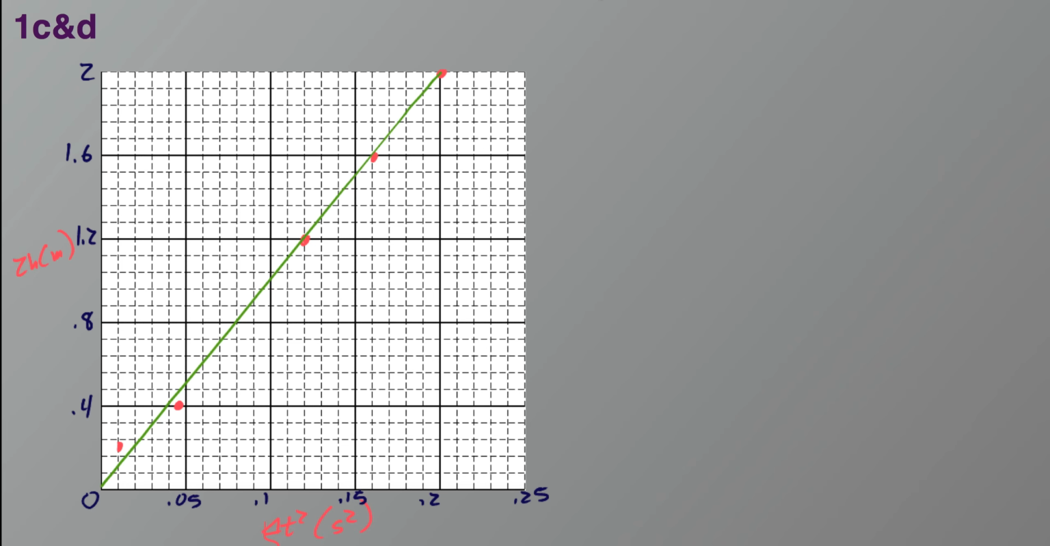And using that straight line now, calculate an experimental value for g. So our experimental value for g is going to be the slope of this, which is rise over run, or y2 minus y1 over x2 minus x1.